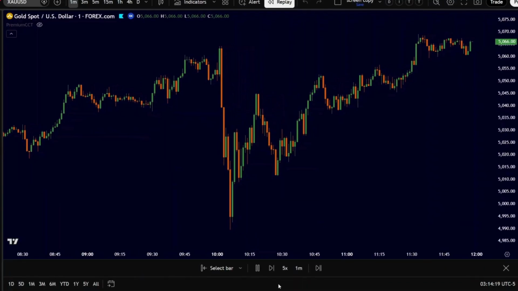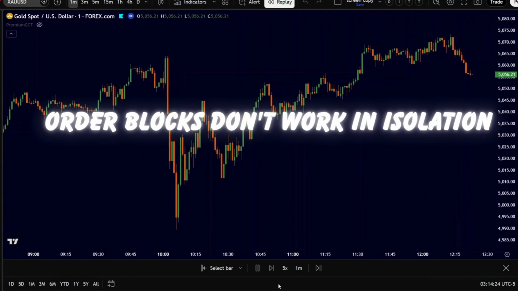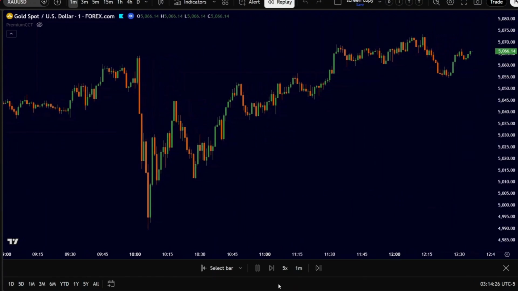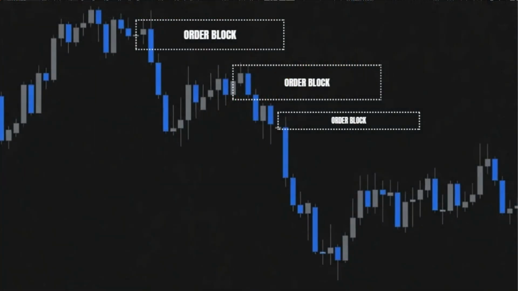The takeaway from all of this is pretty simple. Order blocks don't work in isolation. The concept itself is solid, but whether a specific setup actually plays out depends on the conditions around it. Every time you spot an order block, run it through these 4 filters.